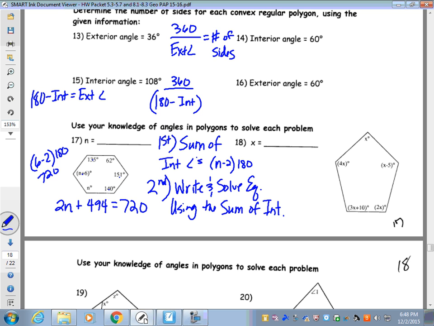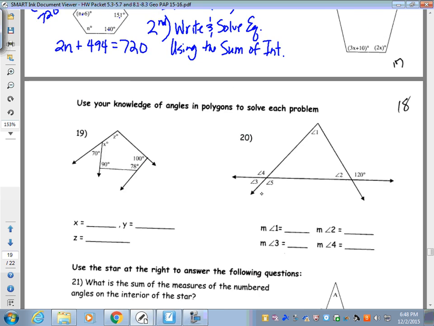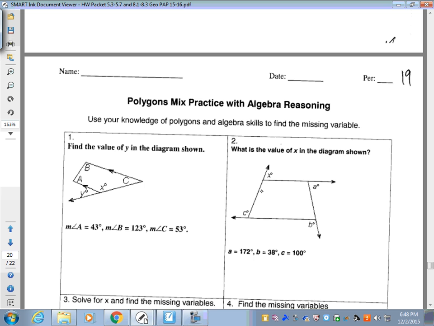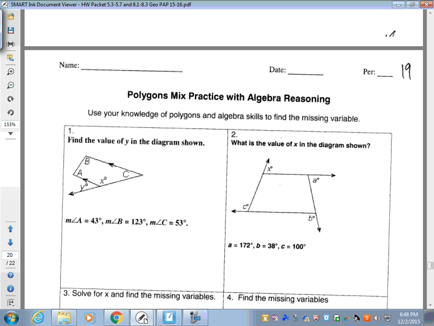So to help you out on 18, make sure you're starting off with (n minus 2) times 180. N is your number of sides or number of angles. You can look at it that way. And of course, to get some additional practice, go on to the next part. These types of problems you're going to see on your assignment for Friday.